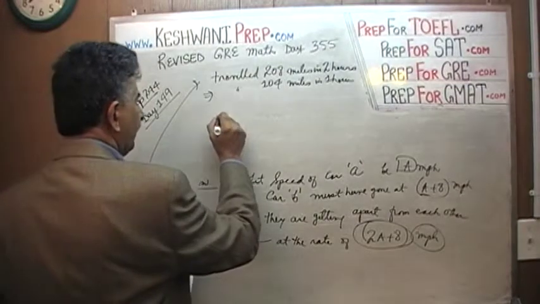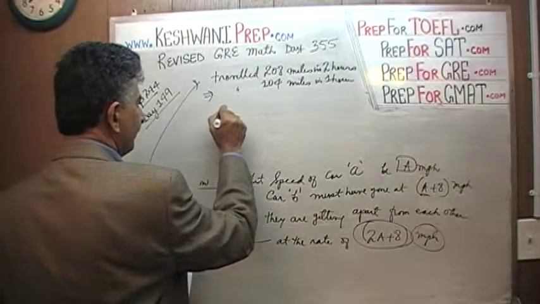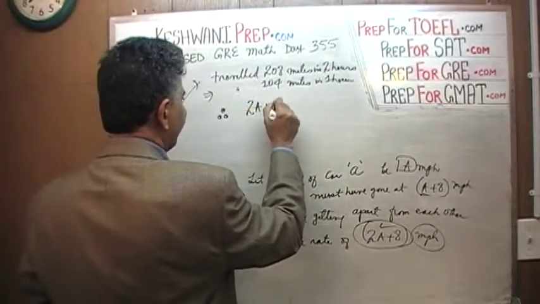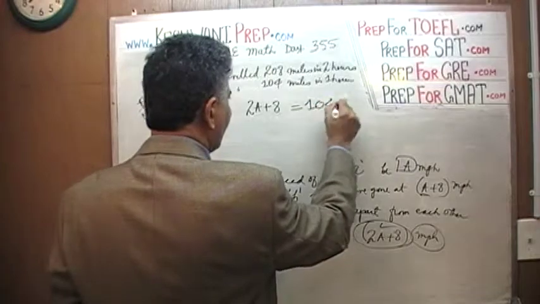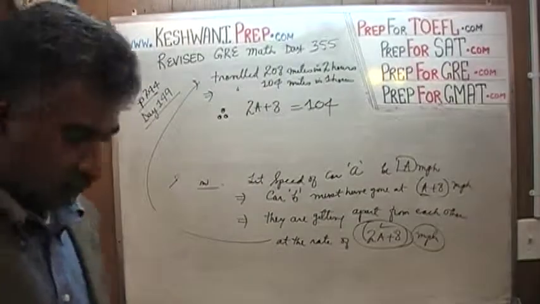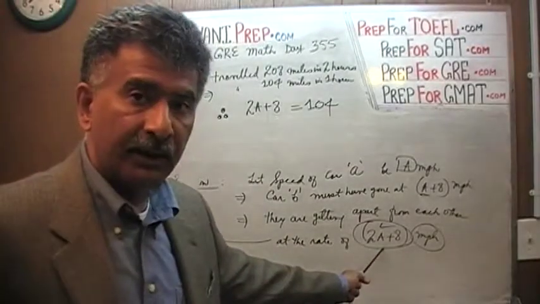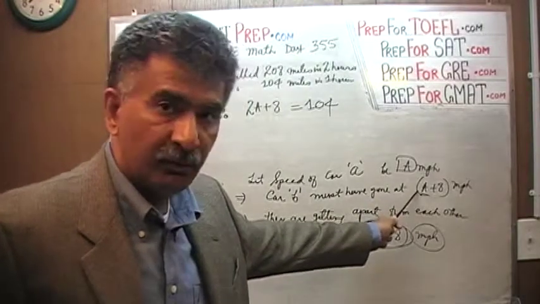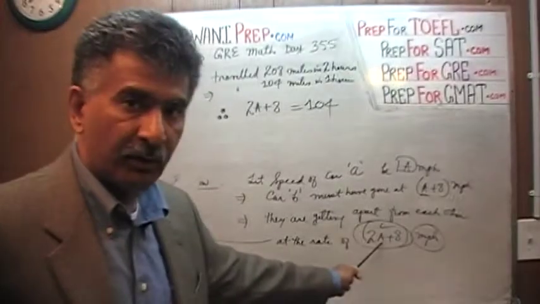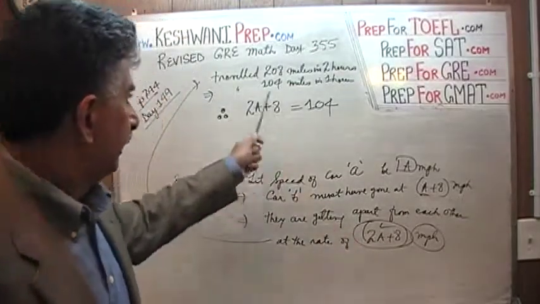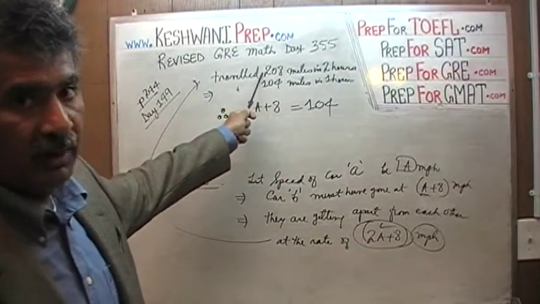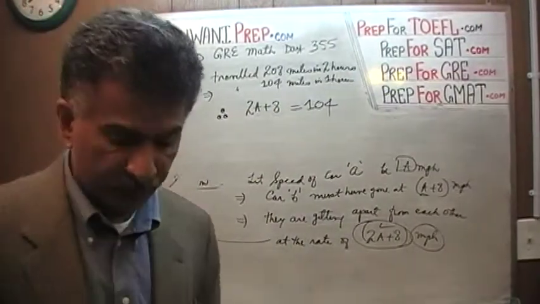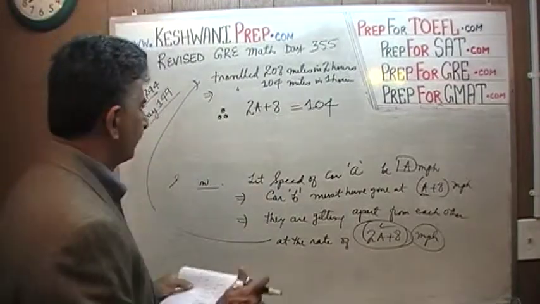So that implies, therefore, 2A plus 8 must equal 104, because that's how far apart they are at the end of 1 hour. This part tells us that this guy is going A miles an hour, the other one is going A plus 8. In 1 hour they're going to be 2A plus 8 miles apart. From this we gather that if they are 208 miles apart in 2 hours, in 1 hour they must have been 104 miles apart. All we have to do is now solve for it. Very simple, very straightforward.